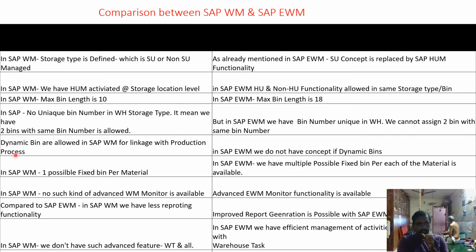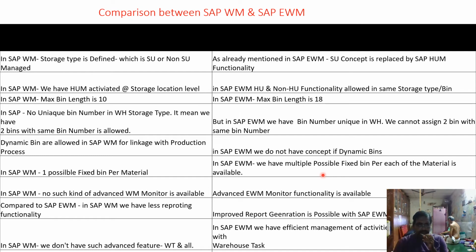Dynamic bins are allowed in SAP WM for process or production integration, as already told, for the linkage of the production process. In SAP EWM, we do not have the concept of dynamic bins. In SAP WM, only one fixed bin per material is possible. In EWM, multiple fixed bins per material are available. That is the main difference.